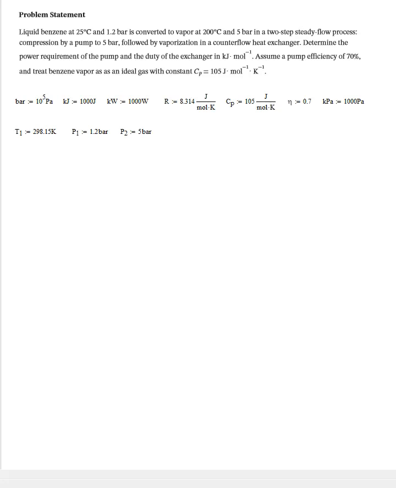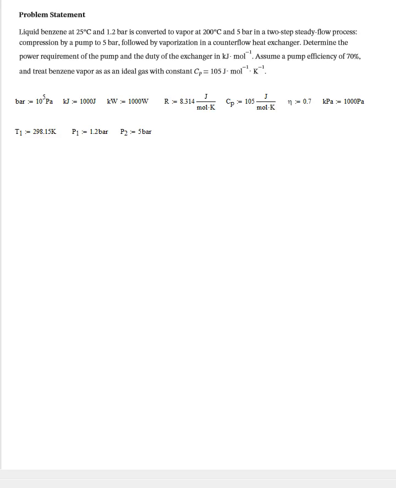This is problem 750 in Smith & Van Ness 8th edition. We've got liquid benzene at 25 degrees C and 1.2 bar converted to vapor at 200 degrees C and 5 bar using a two-step steady flow process. The first step, we're going to compress by a pump to 5 bar. So that's just going from liquid at 1.2 bar to liquid at 5 bar.